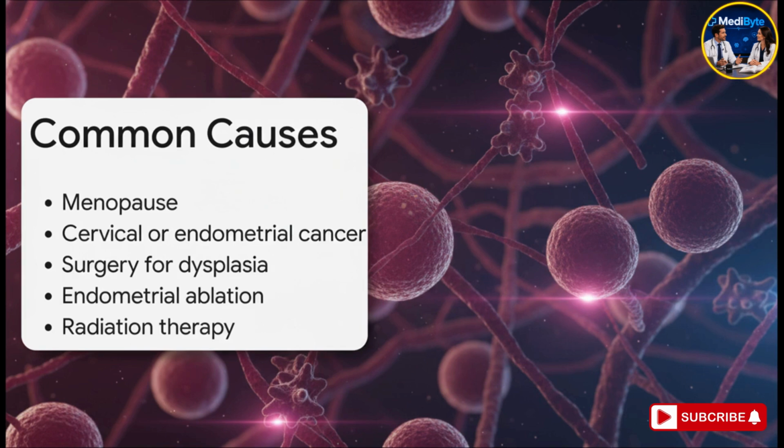Moving over to procedural causes, medical interventions are a massive factor here. For instance, surgery to treat precancerous changes, which we call dysplasia, or an endometrial ablation done for persistent bleeding. And finally, radiation therapy used to treat cancers in this pelvic area can also cause that passageway to close up.